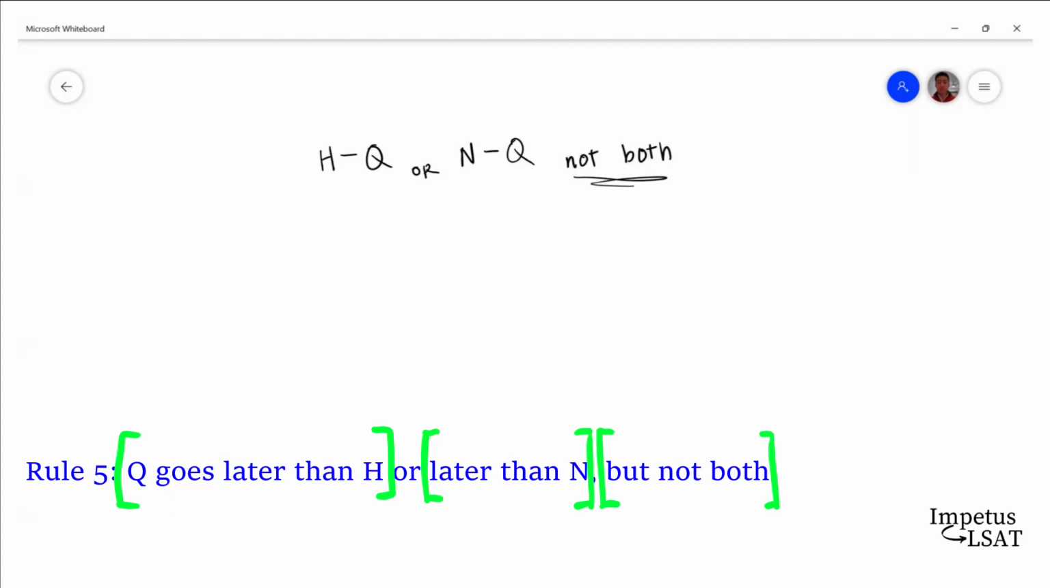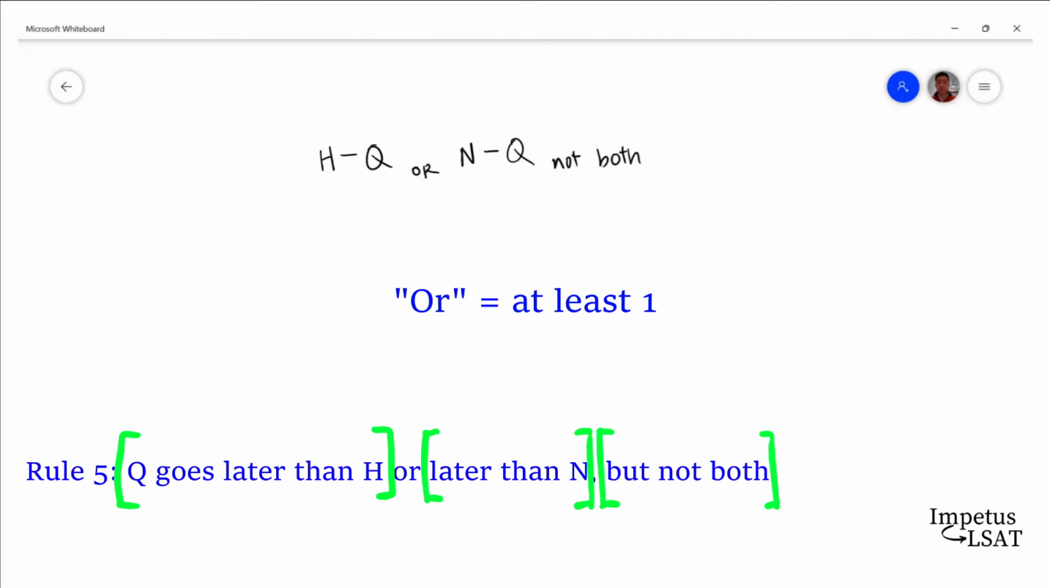Now, some people neglect the not both, thinking that or already implies that. But we want to be careful about that because or actually does not imply not both. I know that in everyday life, we tend to use or in the sense of A or B, but not both, right? We just consider it to be one to the exclusion of the other. But when it comes to the LSAT, or actually means at least one. So if I just had or without the not both, it actually means that both of these could happen at the same time. So that's a very important distinction, and one thing to keep in mind regarding the meaning of or.